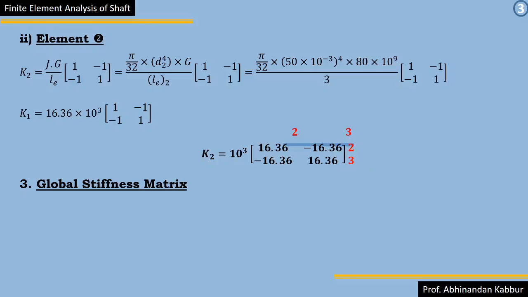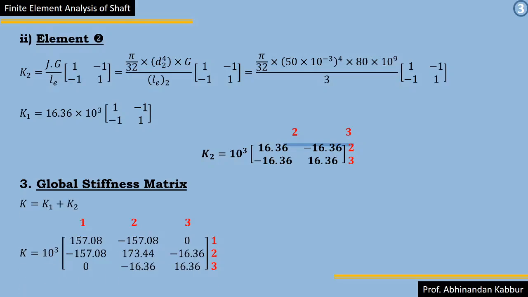Now I'll go to the third step, where I need to do the global stiffness matrix. In the global stiffness matrix, I need to do the addition of K1 plus K2. Then, as I have the 3 displacements, my global stiffness matrix has an order of 3 cross 3. Therefore I'll write 1 2 3 horizontally, 1 2 3 vertically.